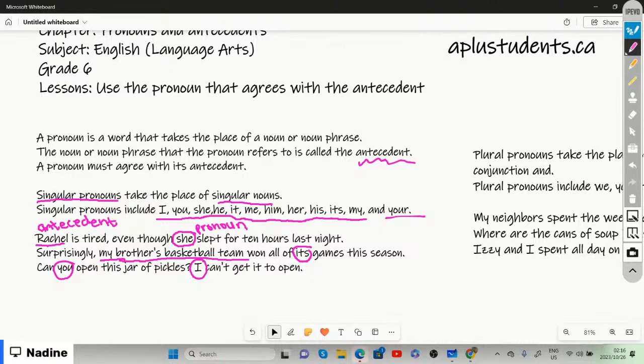So Rachel is tired even though she slept for 10 hours last night. So she is Rachel. Rachel is she. We can even say Rachel is tired even though Rachel slept for 10 hours last night. But instead of repeating Rachel, we make mention of the pronoun she.